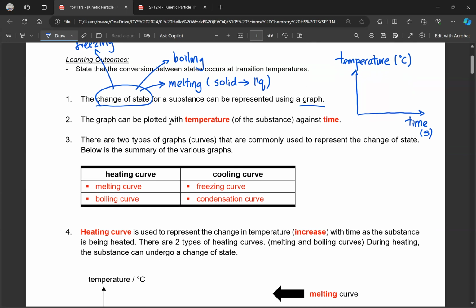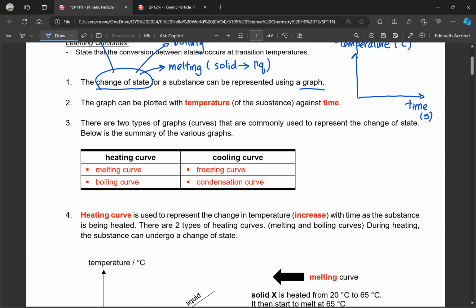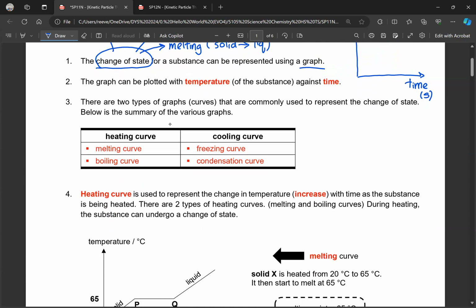Let me introduce the 4 different graphs that you'll be seeing later on. Number 1 is called a melting curve. Number 2 is called a boiling curve, followed by freezing and condensation. So there are a total of 4 graphs. If you look under the category, let me get my highlighter, there's this thing called heating and cooling. I trust you know what's heating. The opposite of heating is cooling.